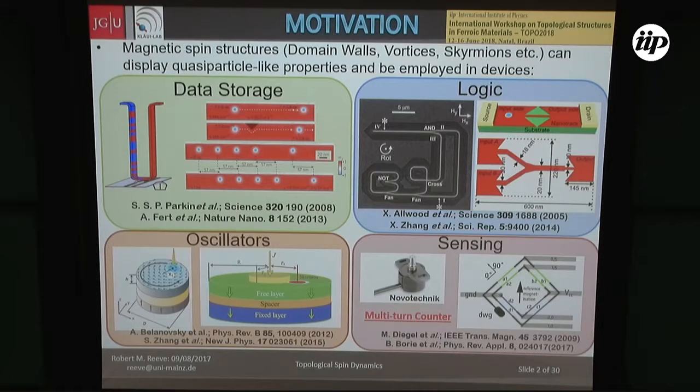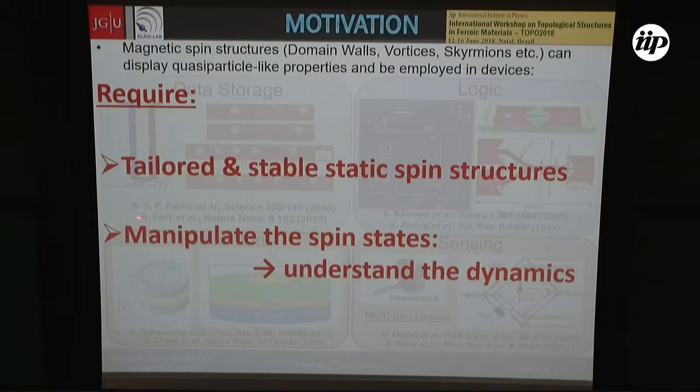But in order to make such devices viable, there are a couple of ingredients we need. So firstly, we want to have spin structures that we can tailor and which are stable. And for the stability, things like the DMI come into play. And secondly, of course, we need to manipulate these states, and we want to understand the dynamics.